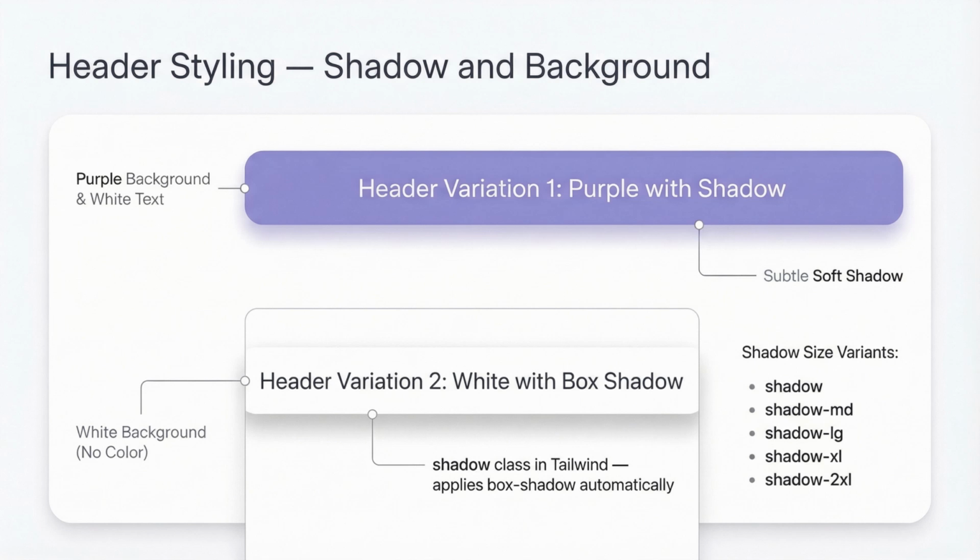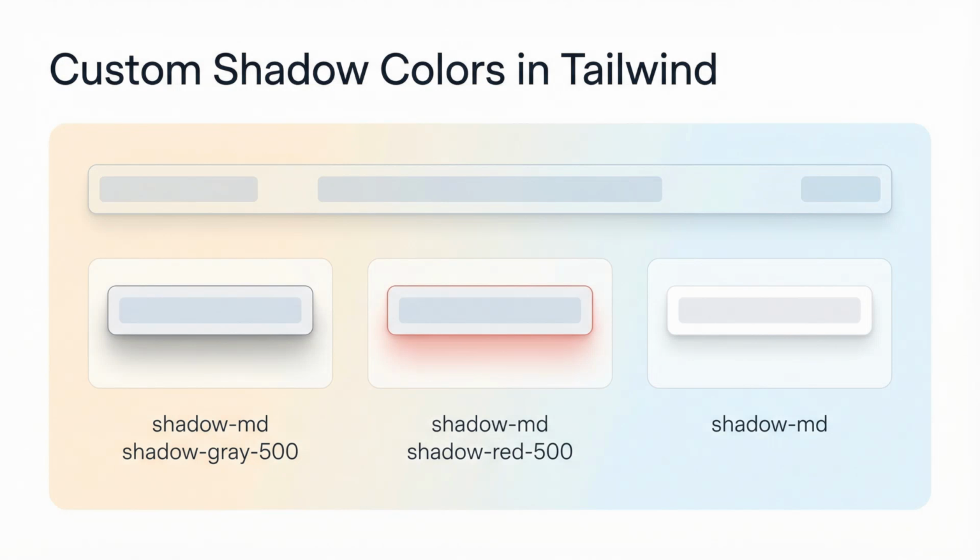Each one increases the shadow's spread and blur. Beyond size, Tailwind also lets you define the color of a shadow. You write the shadow size class first, then add a shadow color class. For example, shadow-md followed by shadow-gray-500 or shadow-red-500. The color goes inside square brackets if you're using an arbitrary value. This gives you precise control over how the shadow looks.